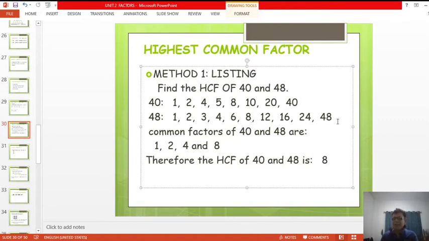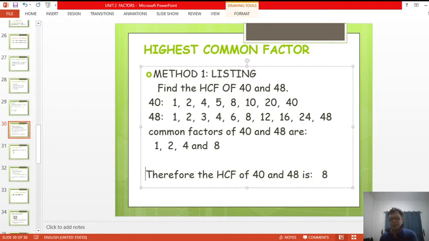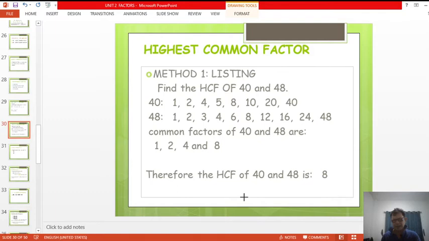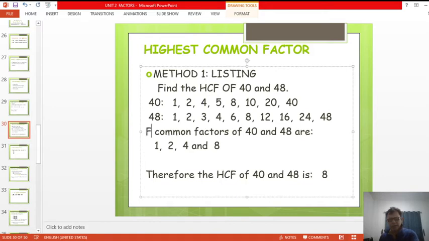Then again, what you're going to do is find the common factor first. Let me write it down. Find the common factor of the two numbers, 40 and 48.